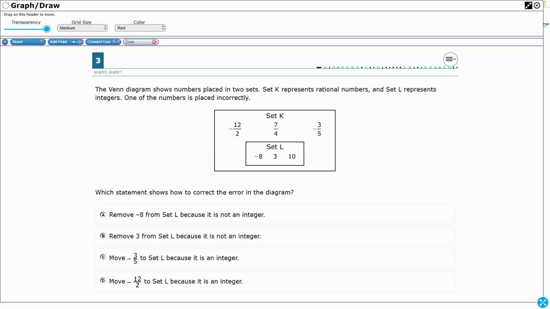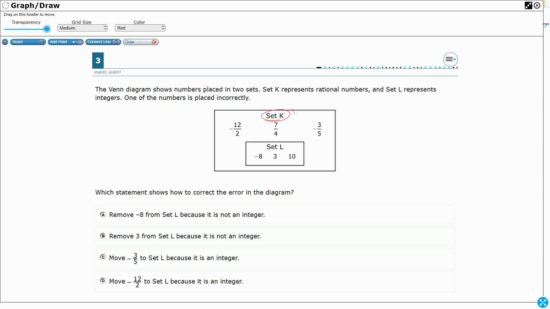All right, so we've got a Venn diagram here, and what we have is a rectangle within a rectangle. So set K represents rational numbers, and we'll need to make sure we understand what a rational number is. And then within that rational number set, we've got set L, which represents integers. Let's make that blue. We'll bring that right down here, integers.